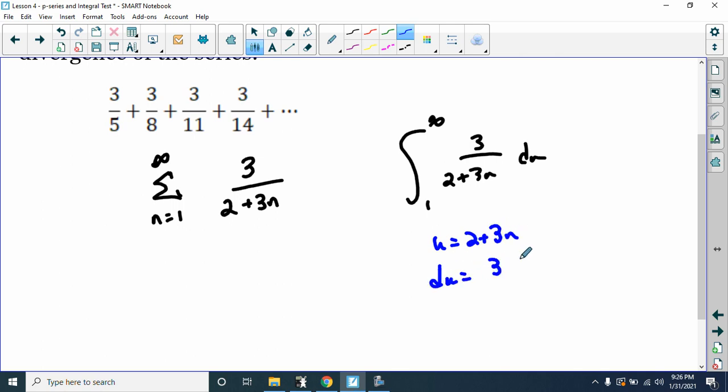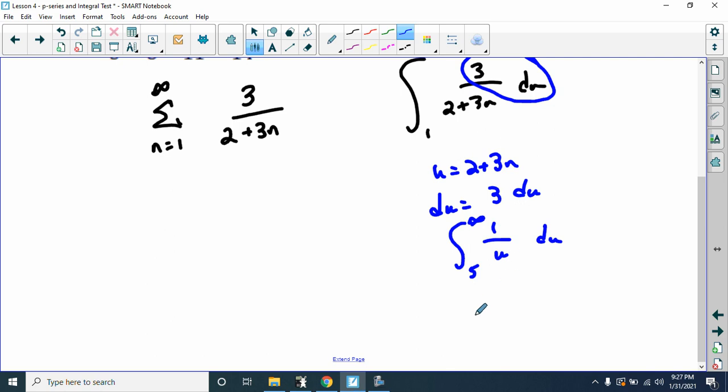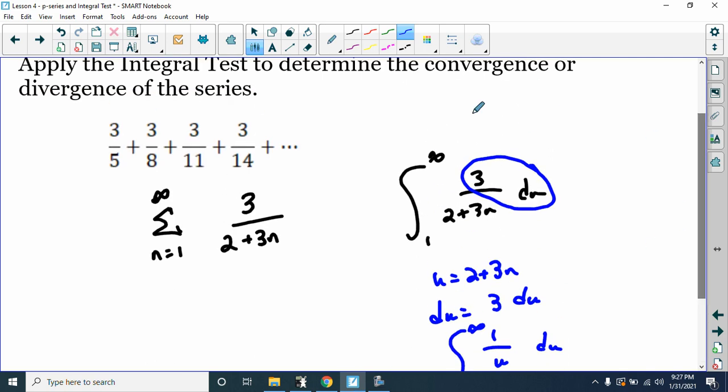Gives me, that guy there is my du. 1 over u du. If I plug in 1, I get 5. Plug in infinity times 3 plus 2. Integral of 1 over u is ln. Plug in infinity. Natural log of an infinitely big number is also infinity minus ln of 5. This diverges. The integral diverges, therefore the sum diverges.